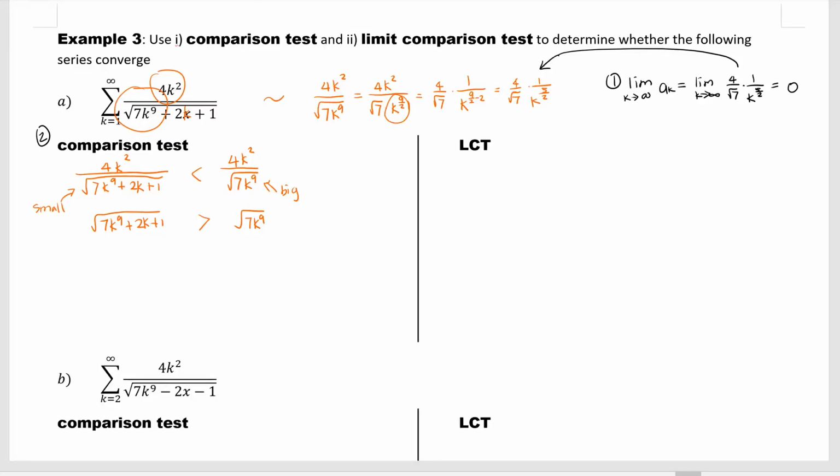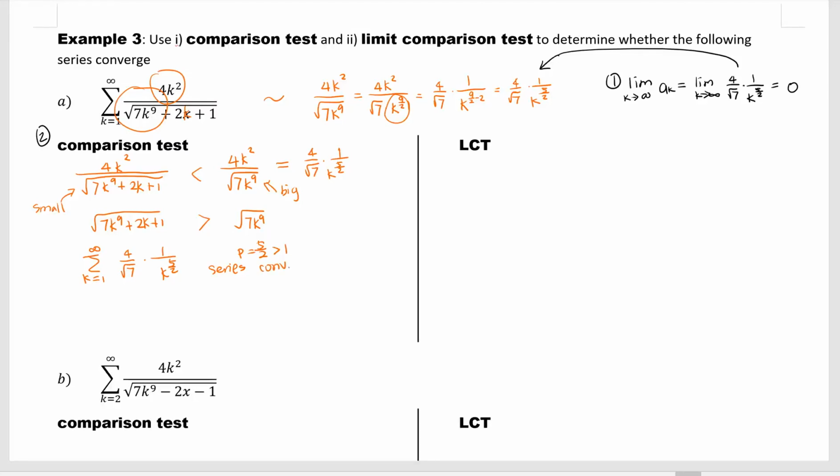Okay, now what's the series of the big guy? So the series of the big guy is k from 1 to infinity. We know our big guy is the same as 4 over square root of 7, 1 over k to the 5 half. This is a p series where my p is 5 half. So p is 5 half, which is greater than 1. Then the series will actually converge.